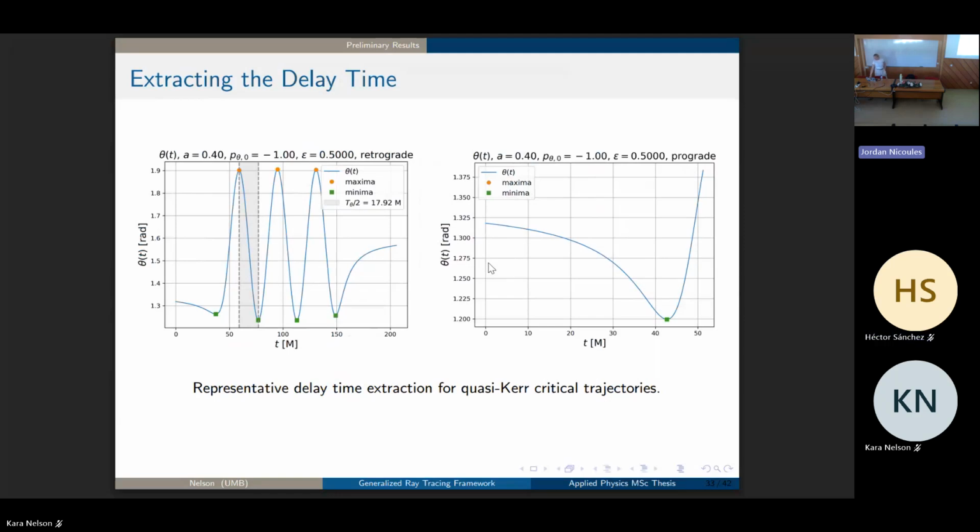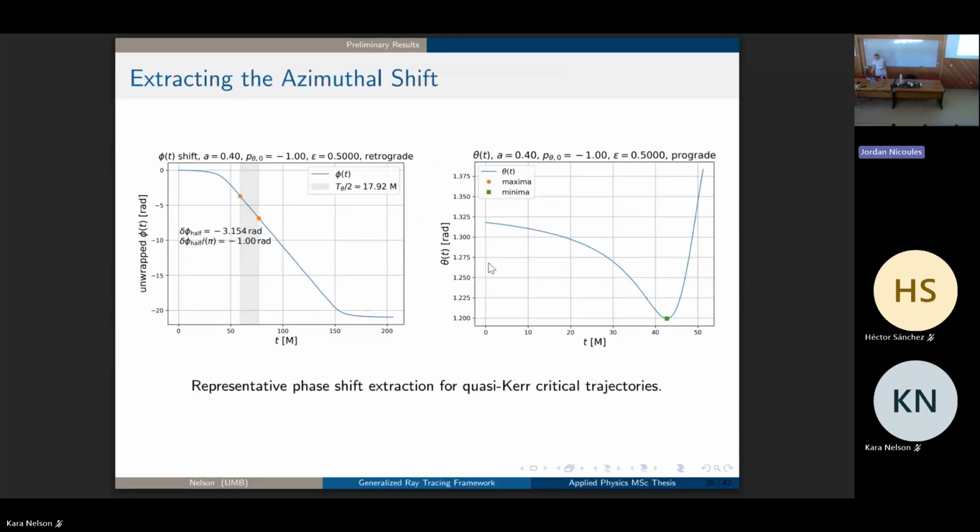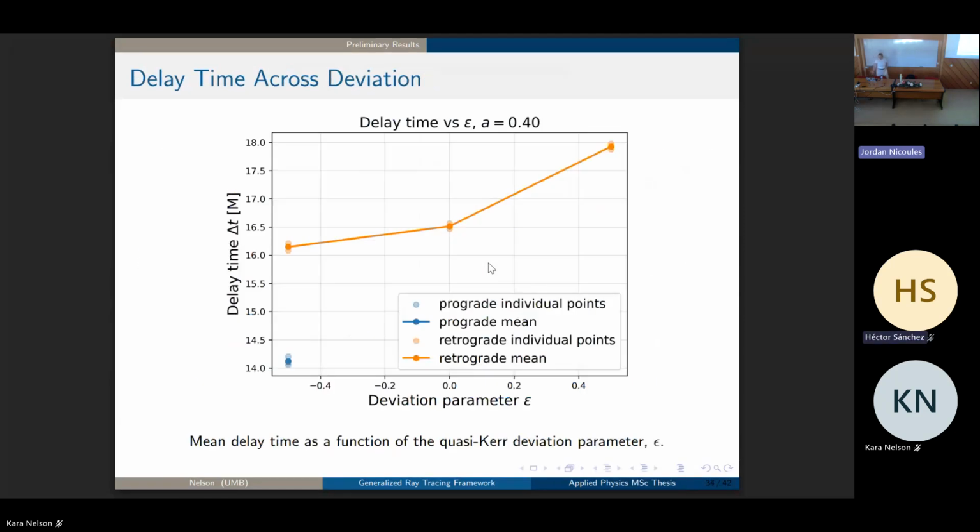This is just one example. We can see prograde, we didn't have any, we only had a couple of values. But again, for delay time, you can see some kind of trend starting to appear, at least for retrograde.